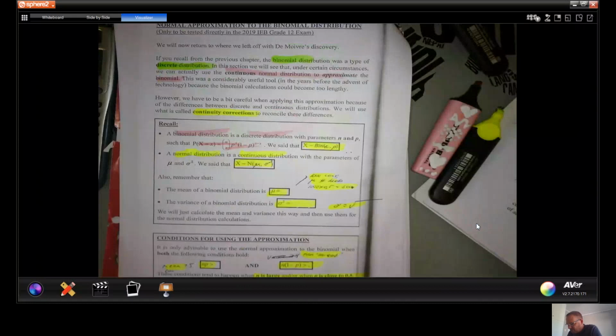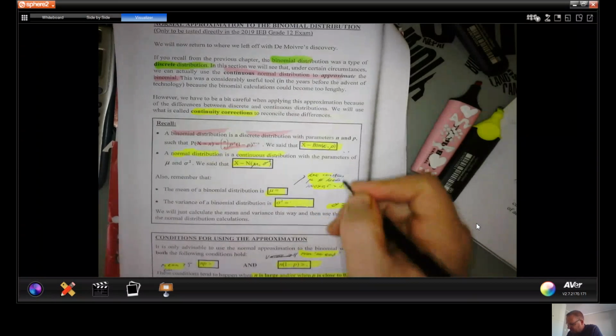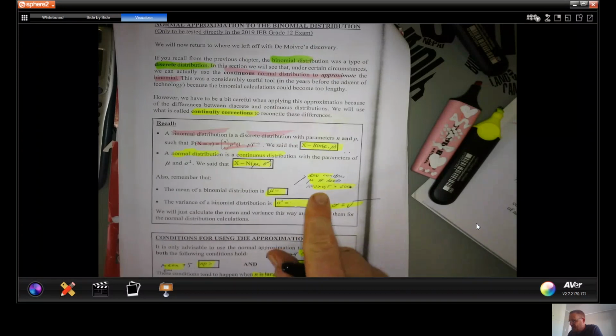Right. So also remember that the mean, well, just think of this. If you have 1,000 coin tosses, okay, so you toss a coin 1,000 times, and I said to you, what is the mean expectation of the number of heads? Well, to find the mean, what you'd expect to happen, the most likely outcome would be 1,000 times 0.5.